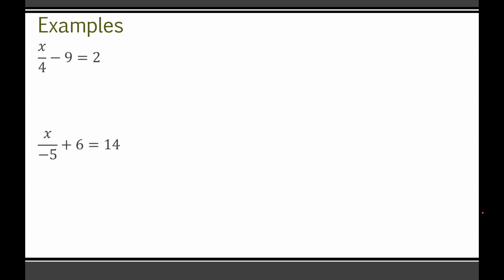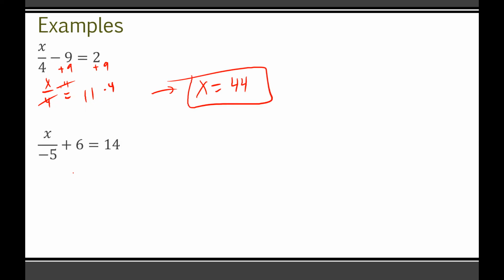First things first, using reverse BEDMAS, let's add 9 on both sides here. That's going to give me x over 4 equals 2 plus 9, which is 11. Then we need to multiply by 4 on both sides. Yoink, yoink, and that's going to give us x equals 11 times 4, which is 44. Perfect.